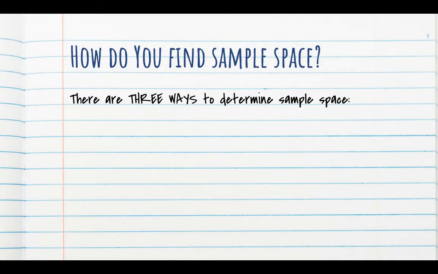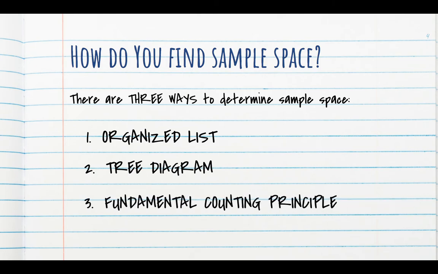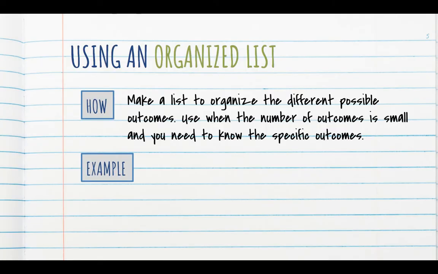When we want to find sample space, there are 3 methods we can use: organized list, tree diagram, or fundamental counting principle. Let's start with the first method, the organized list. Using an organized list simply means make a list to organize the different possible outcomes. This is a great method when we know the number of outcomes is relatively small and when we need to know the specific outcomes. Let's say I have this 4-part spinner.